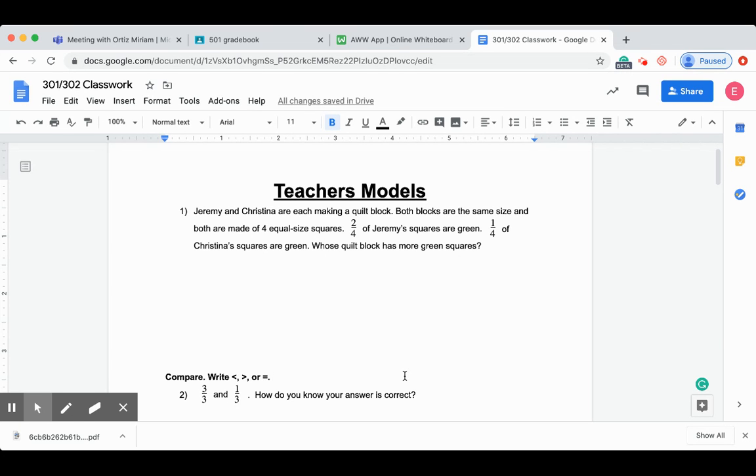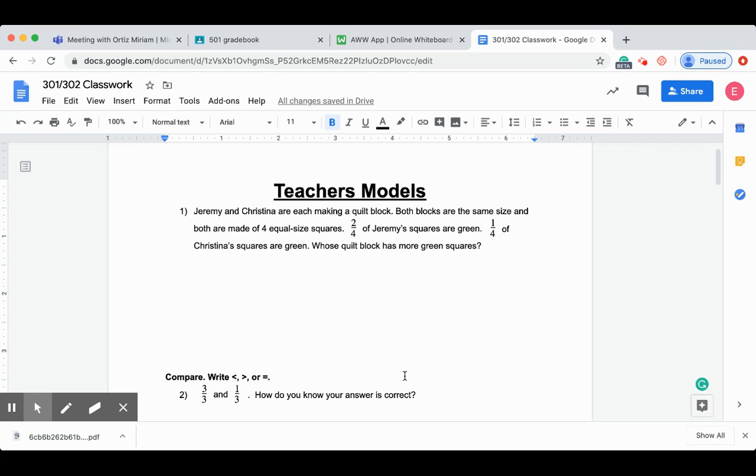So problem number 1 says, Jeremy and Christina are each making a quilt block. Both blocks are the same size, and both are made of 4 equal size squares. 2/4 of Jeremy's squares are green, 1/4 of Christina's squares are green. Whose quilt block has more green squares?